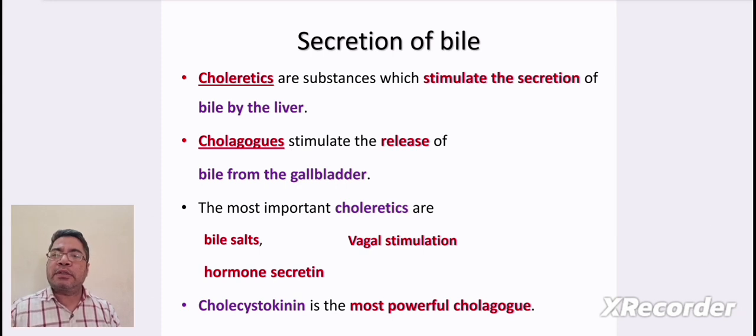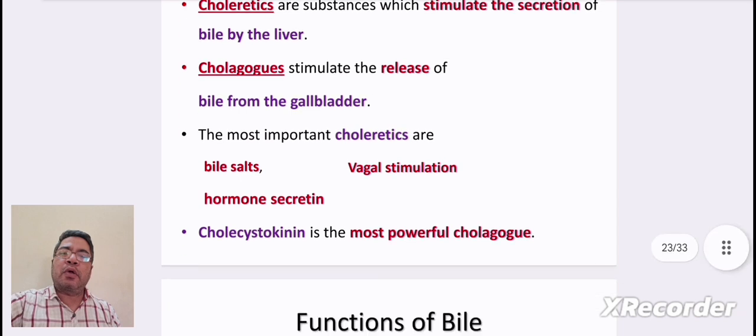Coming to secretion of bile. Choleretics are substances which stimulate the secretion of bile by the liver, whereas cholagogues stimulate the release of bile from the gallbladder. The most important choleretics are bile salts, the hormone secretin, and vagal stimulation. Cholecystokinin is the most powerful cholagogue.